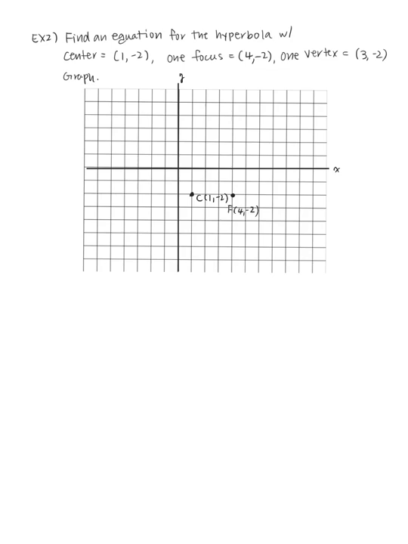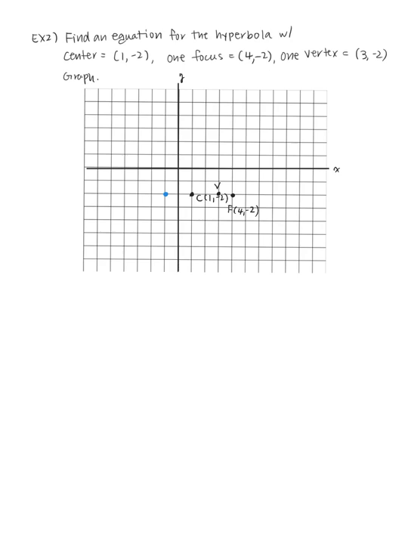And the vertex is at (3, -2). I'm just going to denote it as V right there. Hopefully you can see this. And then let's determine where the other vertex and foci are going to be. Remember, it has to be an equal distance from the center. So the distance from the center to the vertex looks like it's 2. So I'm going to go 2 units to the left of the center.